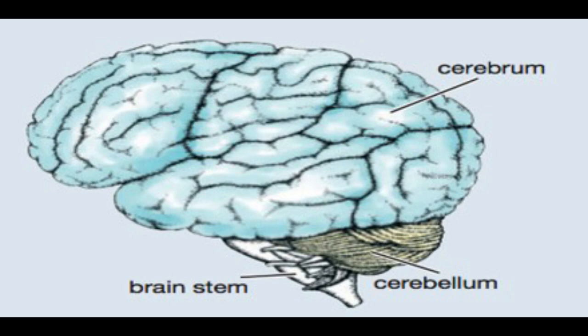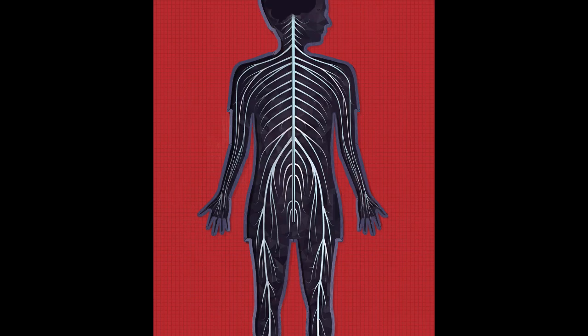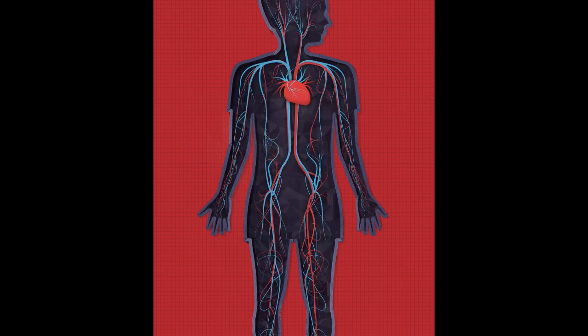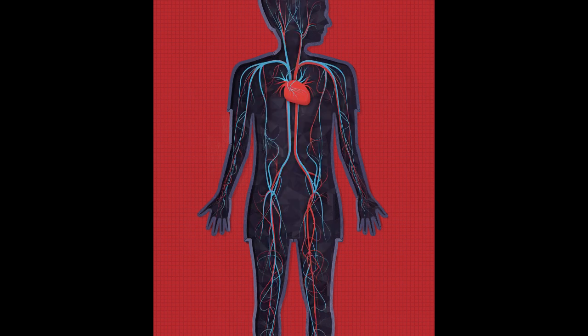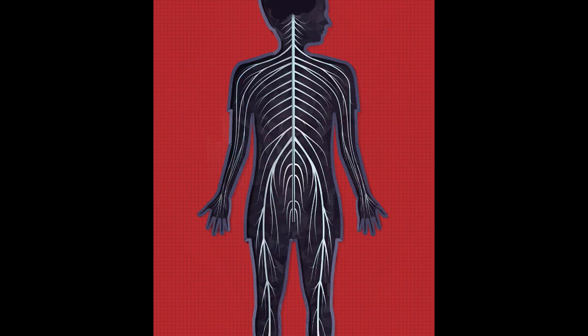Aside from the brain, we have the nervous system, a network of nerves extended throughout our bodies, carrying sensory information to the brain and instructions from it. The brain and the spinal cord together form the central nervous system. The rest of the network is known as the peripheral nervous system.